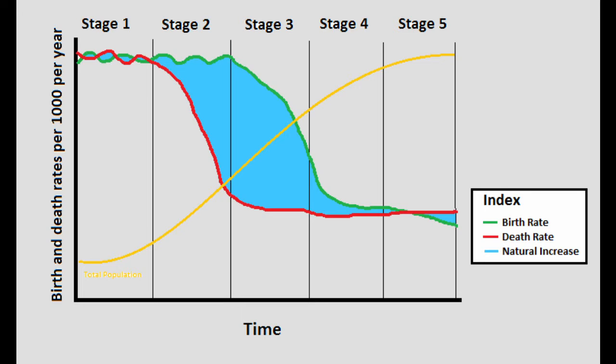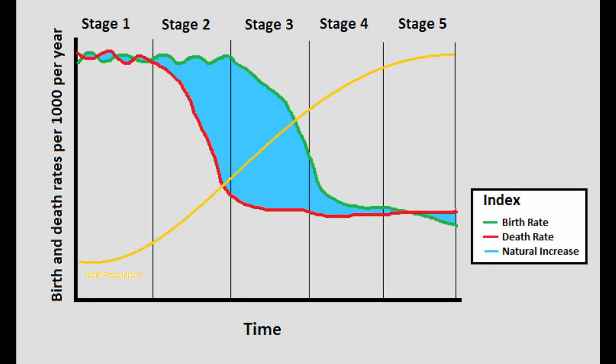Currently, isolated tribes in the Amazon rainforest and maybe a few other tribes are the only existing populations in stage 1 of the demographic transition model, but the UK was in this stage before the 1760s.